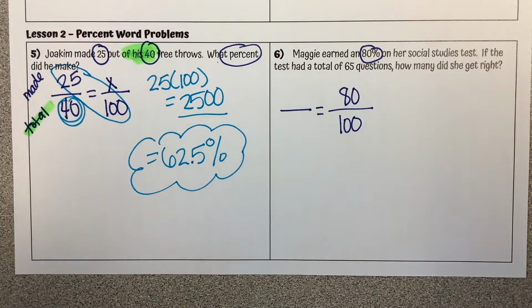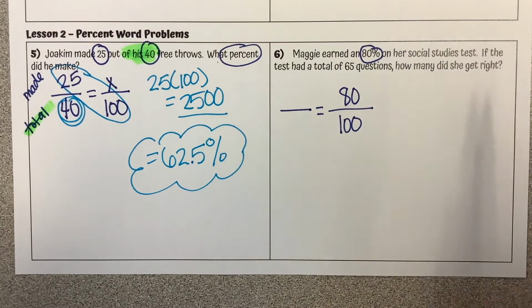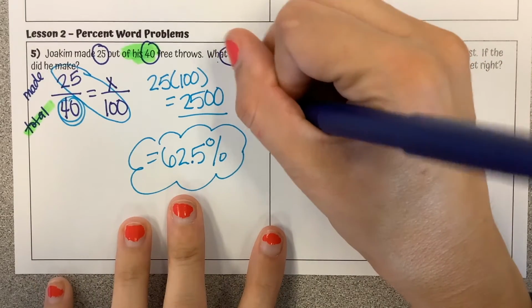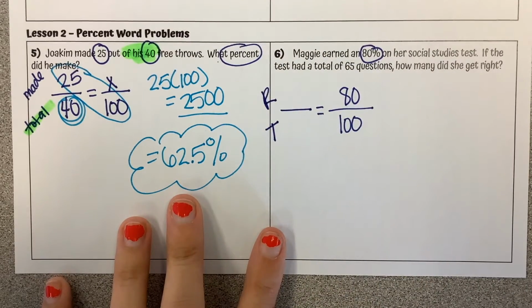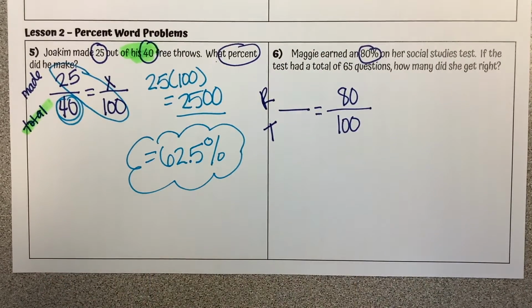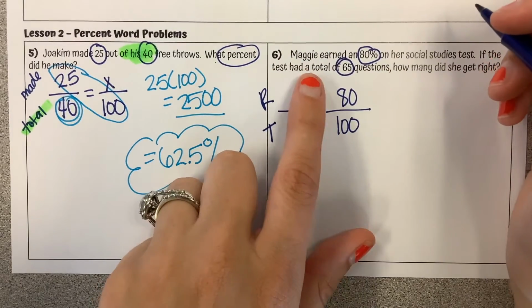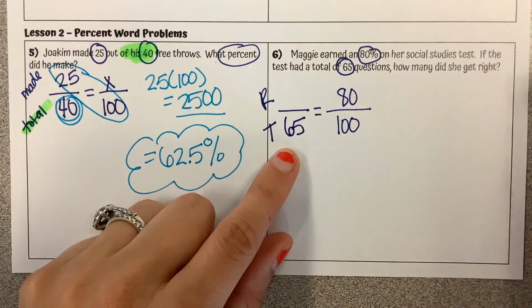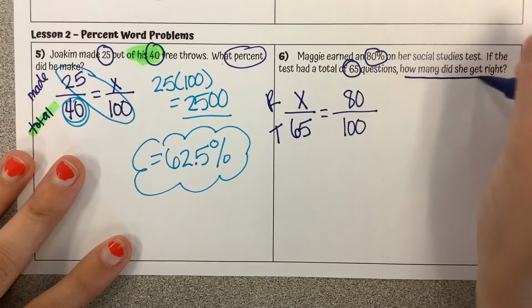Now let's think about what this problem is talking about. It says the test had a total of 65 questions. How many did she get right? So the part is going to be the questions she got right, versus the whole, which is the total questions. That's all of the questions. So the other number that's given to us, 65, is referring to a total of 65. So that's our whole. The total goes on the bottom. We are solving for the part. It's saying, how many did she get right?